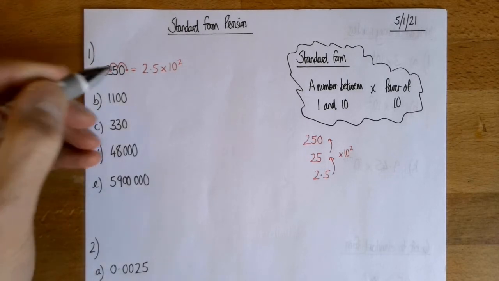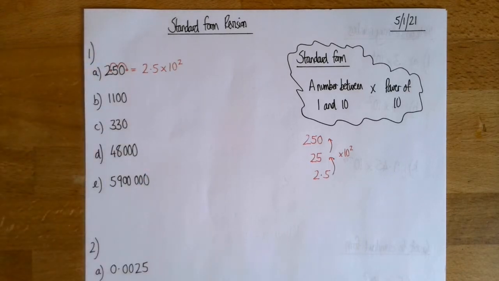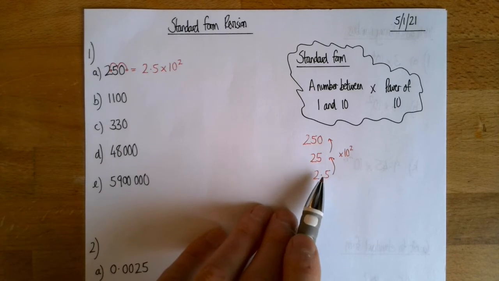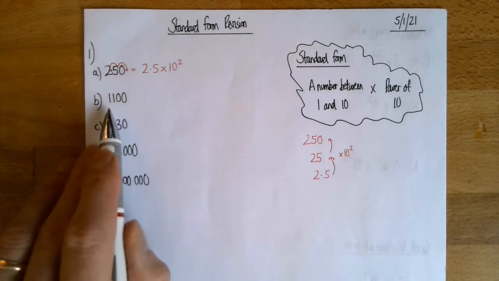and then I just count the number of jumps. I do 2 jumps, so it's 2.5 times 10 to the 2. So that's the quick way of doing it. This is the reason it works, but you don't need to worry about that every time you do it. So let's do a couple of others.